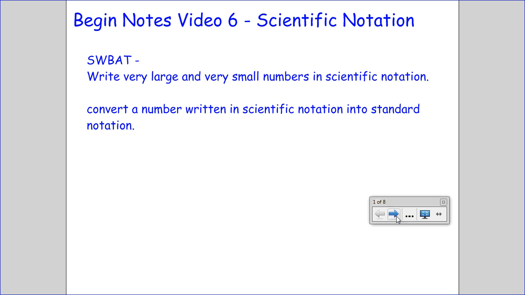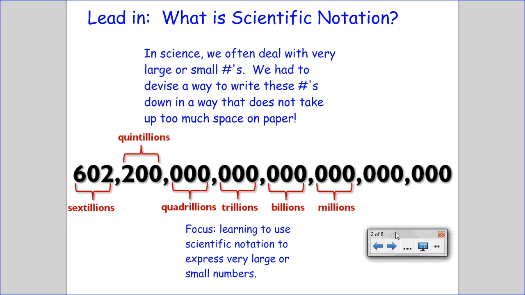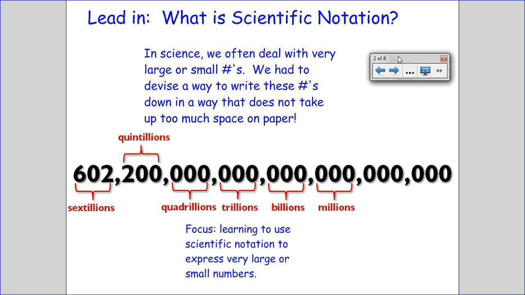We as scientists use large and small numbers very often. So we had to create a way to write very big and very small numbers on paper that didn't take up the entire piece of paper. For example, this number, 602 sextillion, 200 quintillion, would take up a lot of space if you had to write it out. Not only that, but all that space is zeros. This number is what we call Avogadro's number.